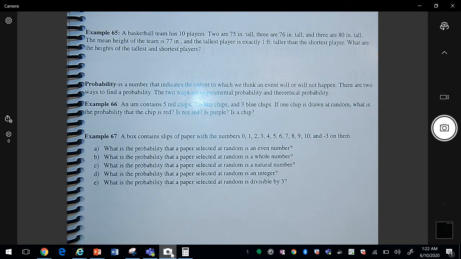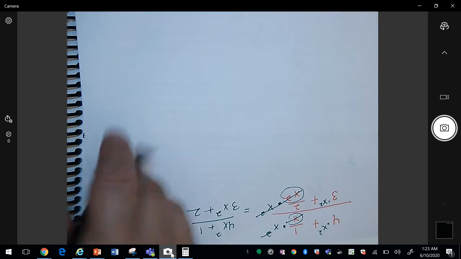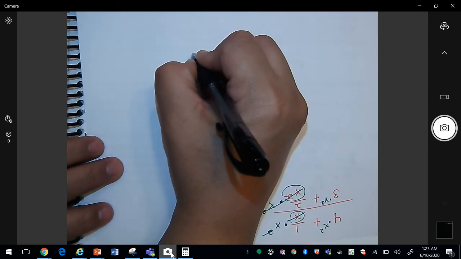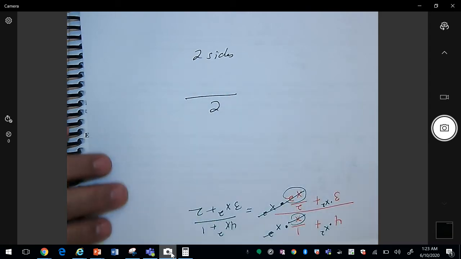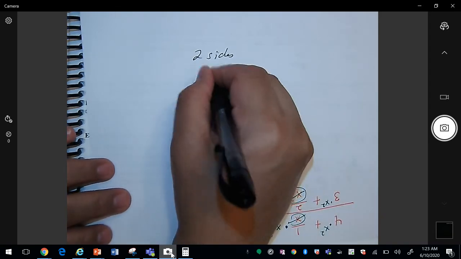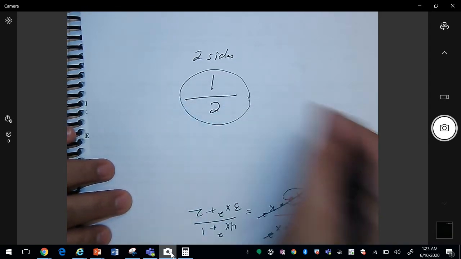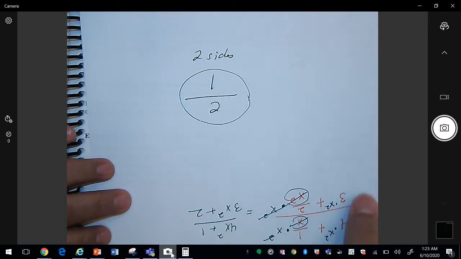The theoretical is what you know about the coin. So for example, if I ask you what is the probability of getting a heads when you toss a coin, then you know that a coin has two sides. So that's going to be in your denominator. And of the two sides, one is a heads. So the probability of getting heads would be a half.